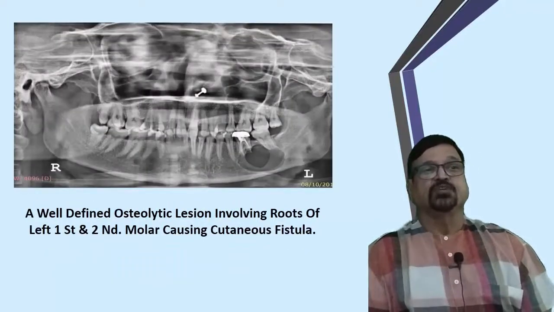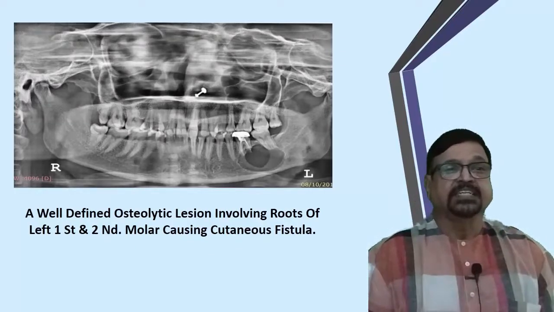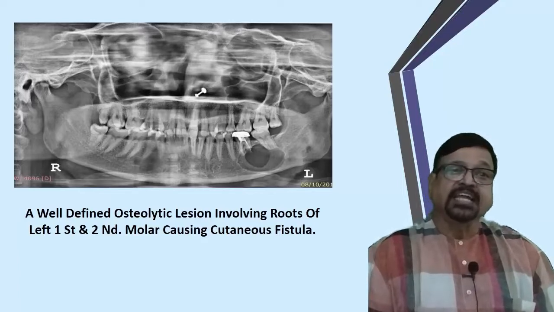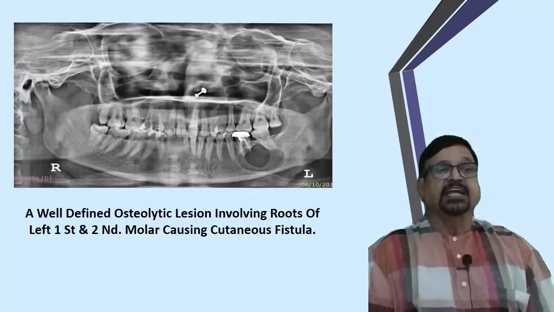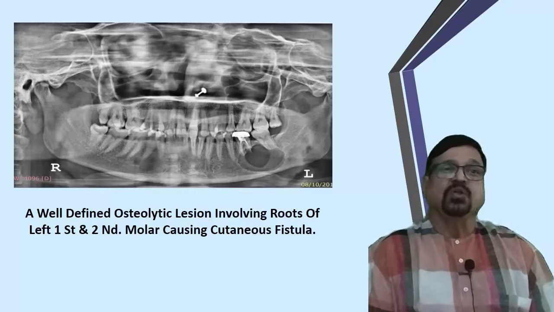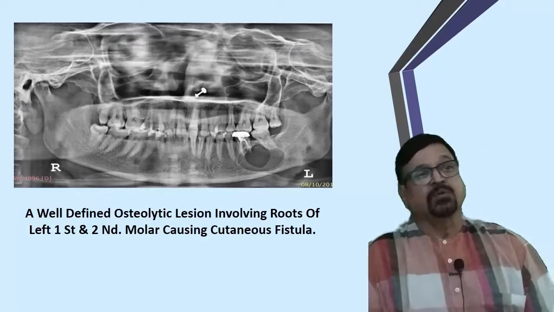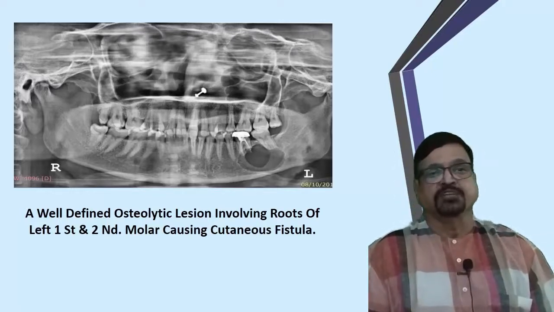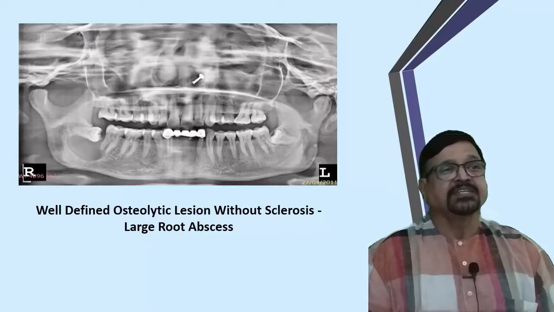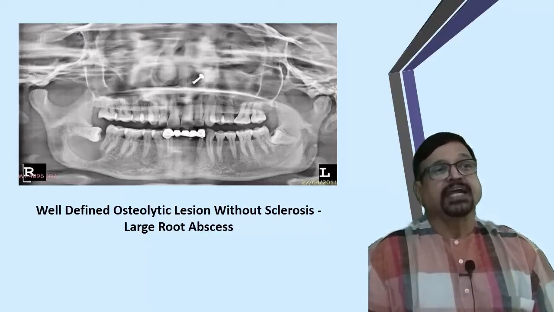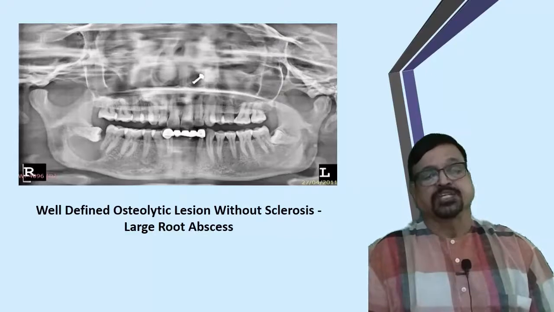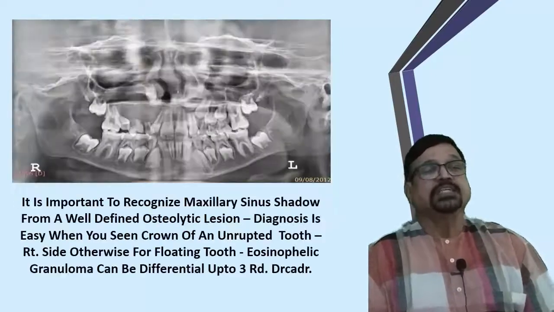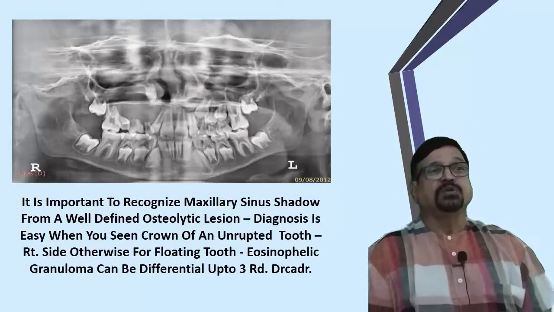Now this is another indication of OPG. There is a well-defined osteolytic lesion involving the roots of the first and second molar. That's fine. But if you see the osteolytic lesion very carefully, it is causing a fistula. So this is another thing which we can diagnose from OPG, in cases of fistulas, oral fistulas. Now here again we are seeing a cyst without sclerosis. Now the tooth is outside, so it's a root abscess. Not only at one place, you can say at multiple places there are root abscesses.